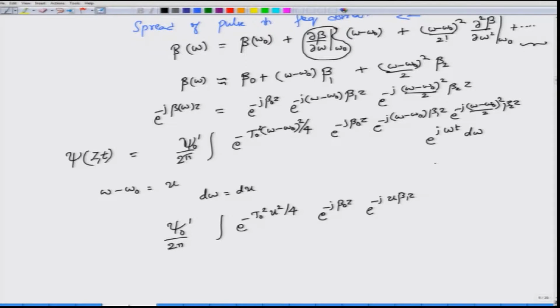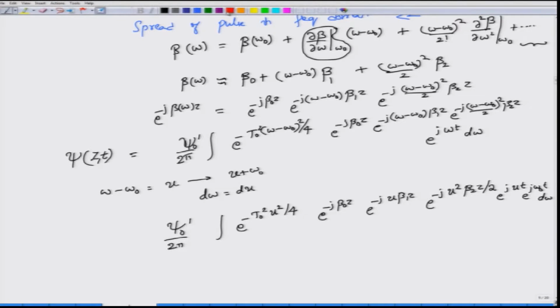For omega minus omega 0 I am substituting u, and then I have e power minus j u square beta 2 z by 2 e to the power j, but what is omega? Omega is nothing but u plus omega 0. So, I have e power j u t e power j omega 0 t d omega.